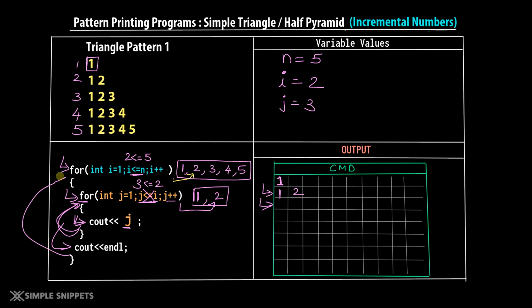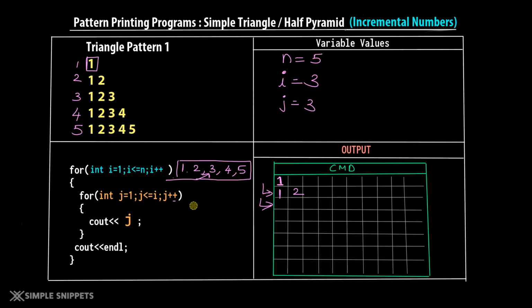Then you will come to the start of the for loop. You will say i plus plus. i will now take the value of 3. So i will now become 3. Correct? 3 is still valid because 3 is less than n. That is, 3 is less than 5. So you will go inside the for loop.